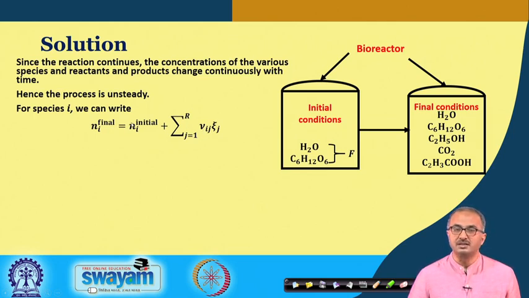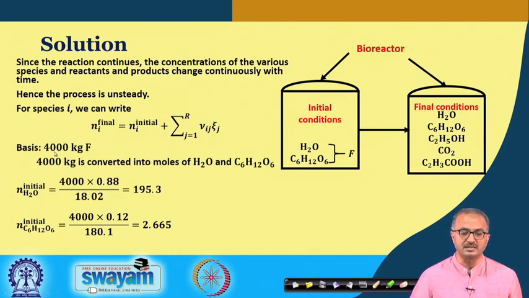Now, here you see that for the product side, the stoichiometric coefficient nu for a given reaction j will be positive. So, it will lead to an increase in the n_i final, whereas for the feed side this nu is negative. So, we will automatically get a reduced amount of the reactants at any given time after the start of the reaction.